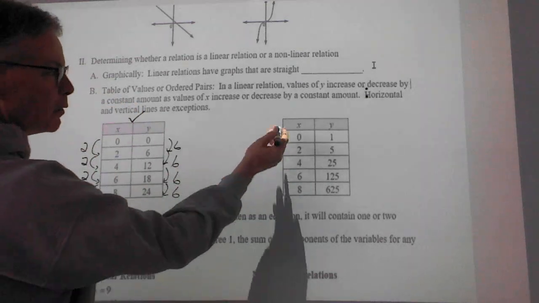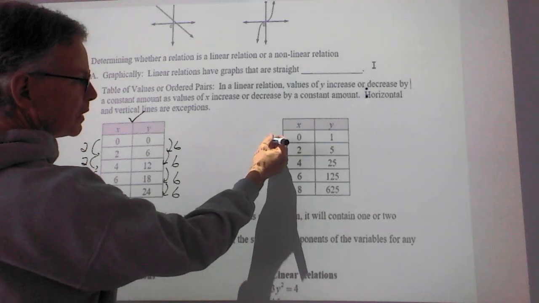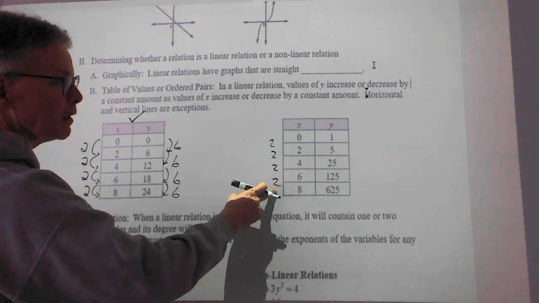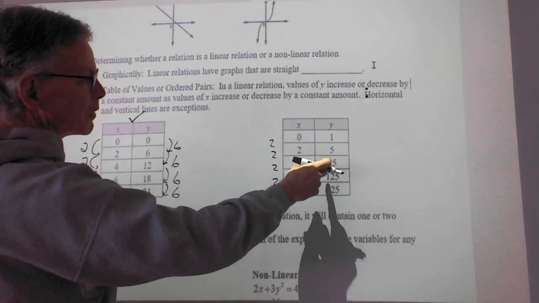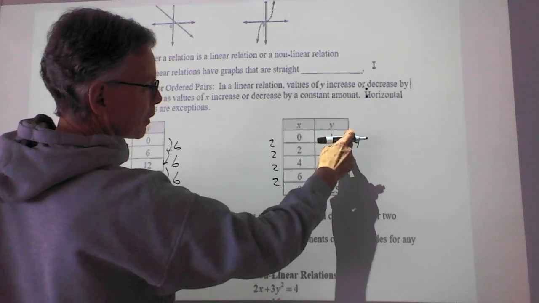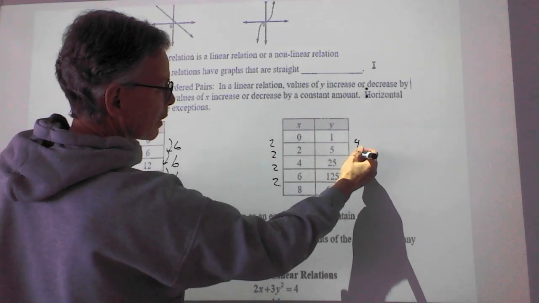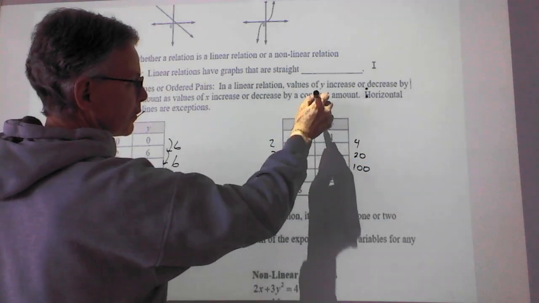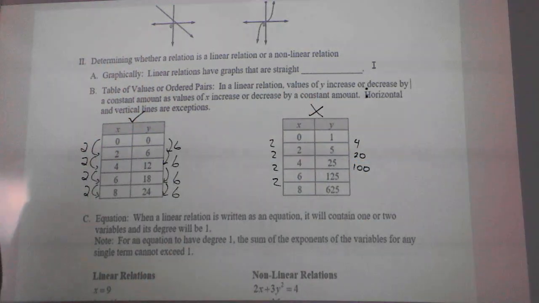For this one, when you check the x values, you see it's going up by 2 each time, right? So far so good. Make sure you check both. When you check your y values, you see that doesn't apply. You're going up by 4, and then you're going up by 20, and then you're going up by 100, and so on. So this one, not linear.